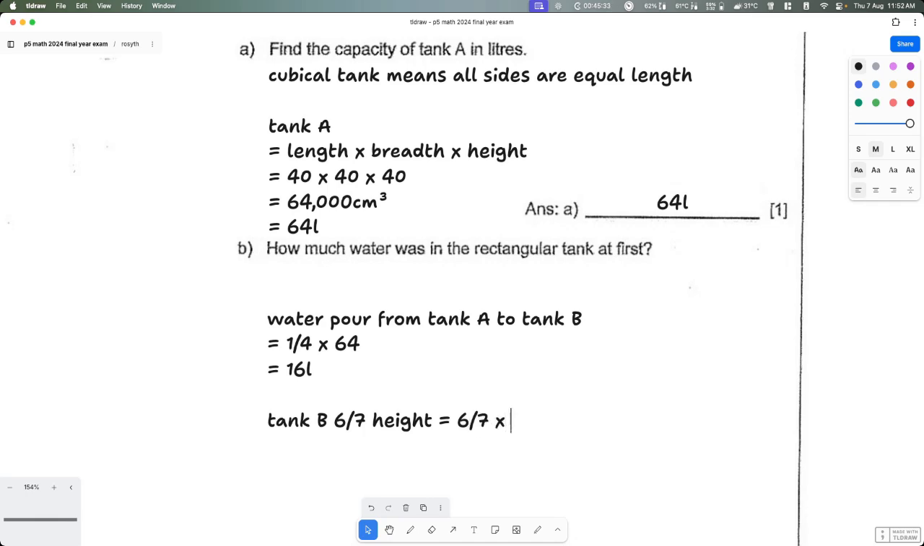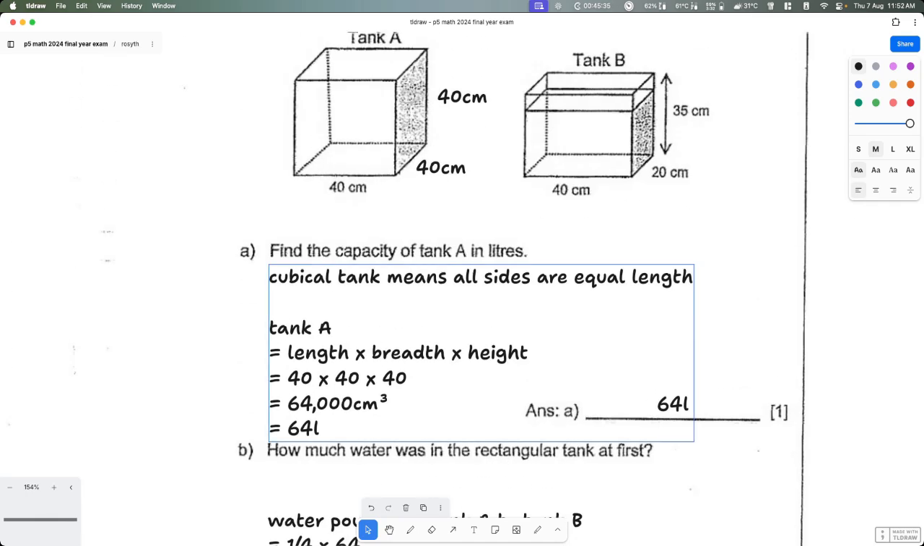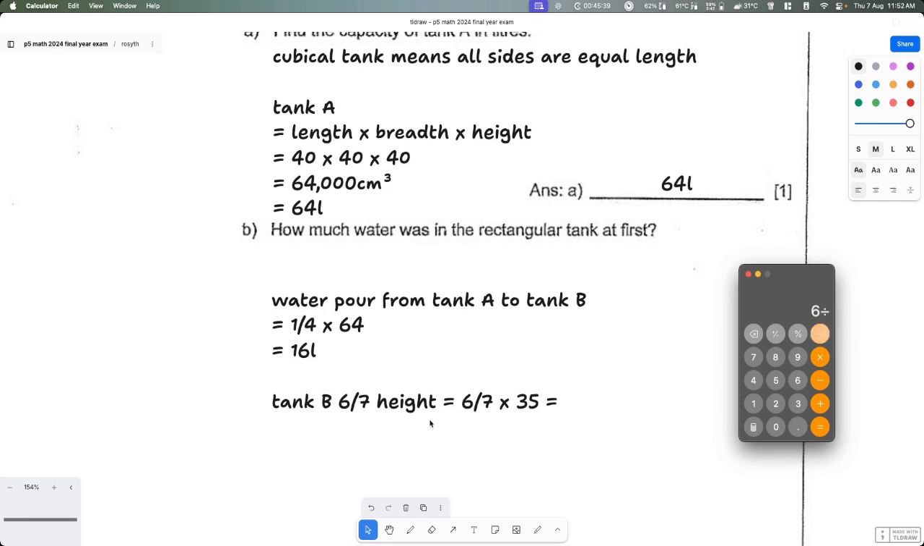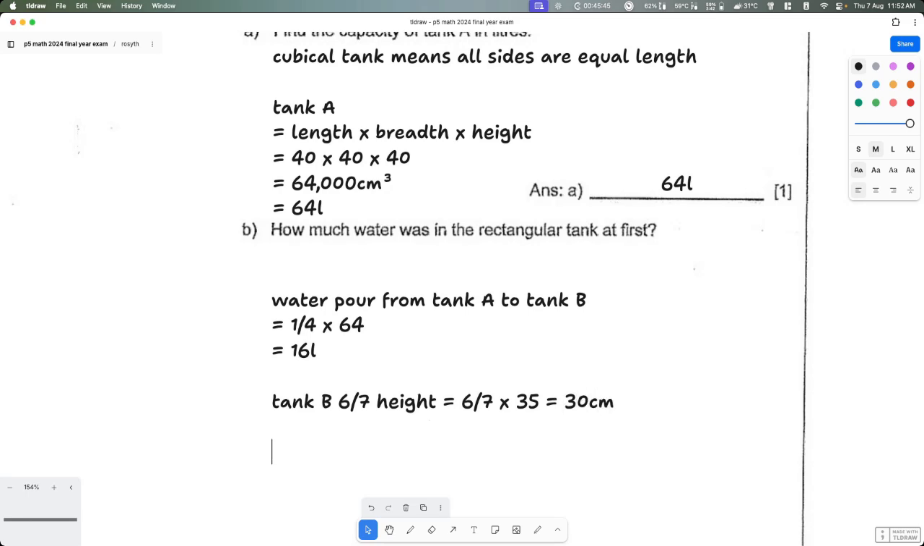times 35. Okay, in this case, this will be 6/7 multiplied by 35. This will be 30. Okay, 30 centimeters. So tank B 6/7 height capacity, right, is equal to the length times breadth times height.